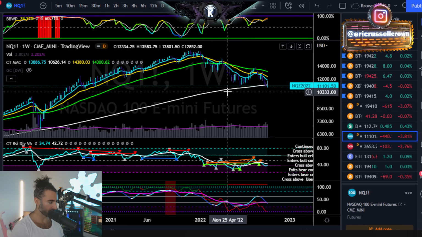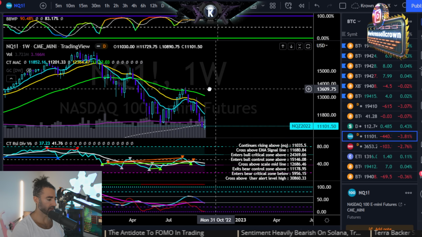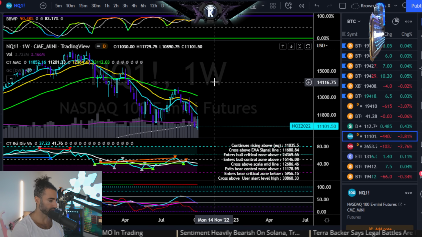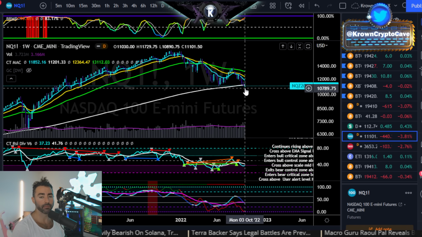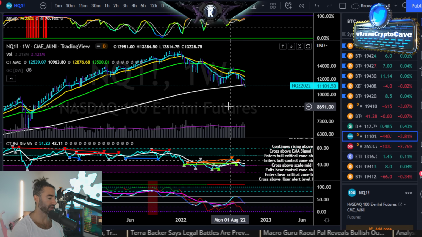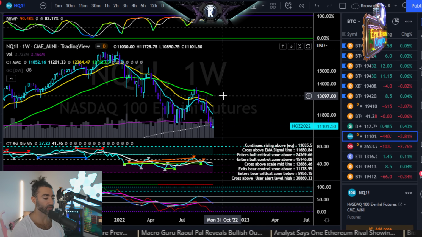Anyways, looking at the weekly right here for NASDAQ, it did close as, again, a bit of an inverted, what do you want to call this? An inverted hammer, inverted doji, inverted dragonfly, whatever you want to call it. Again, a signal of potential indecision and perhaps reversal. It is a signal of indecision, but perhaps reversal as well.